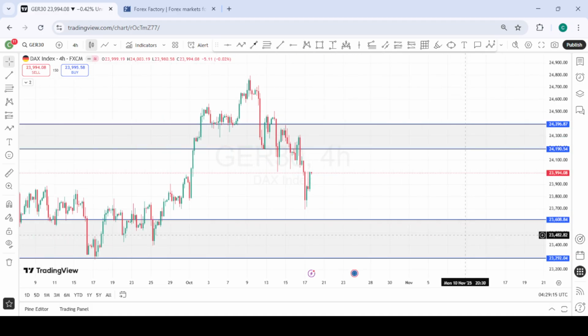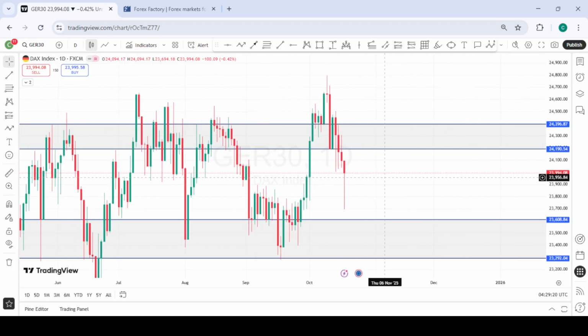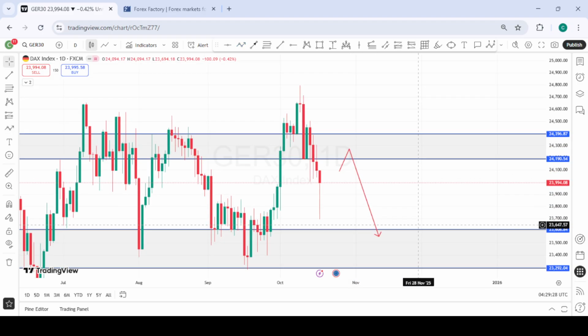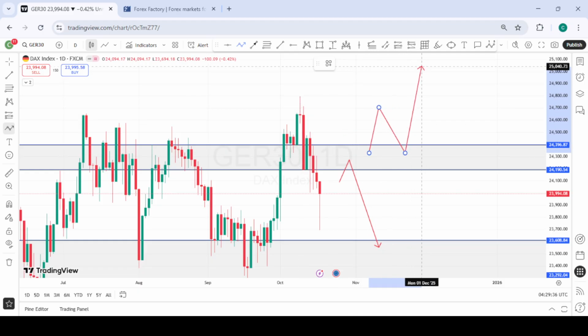And we also have German 30. For German 30, we're looking forward to a possible pullback into this zone for price to give us some selling opportunities for us to sell to the downside. We'll only consider this bullish if we have price break above this zone or break above the structural high, come for a retest and then continue to the upside.